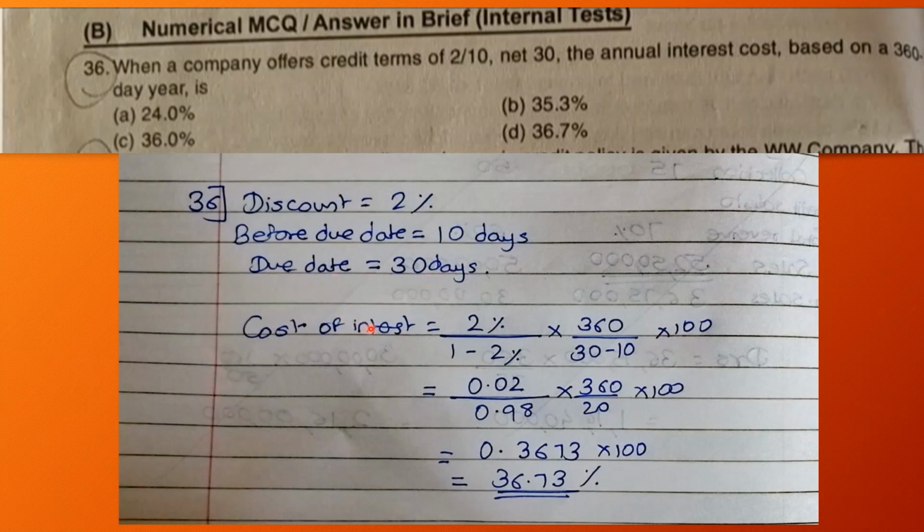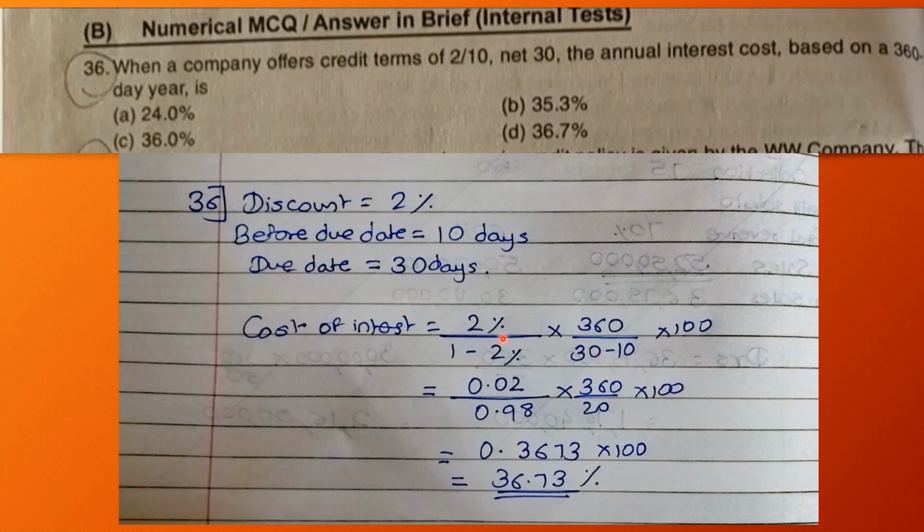So the formula for cost of interest is discount upon 1 minus discount. Here 1 means it is assumed that 1 rupee is the amount of sales or amount of debtors, the receivable. So 1 minus 2% into 360, that is the number of days in a year, upon 30 minus 10. Why do we reduce this 10? Because it's a discount. The first 10 days are of discount, so we will reduce those discount days from 30 days.